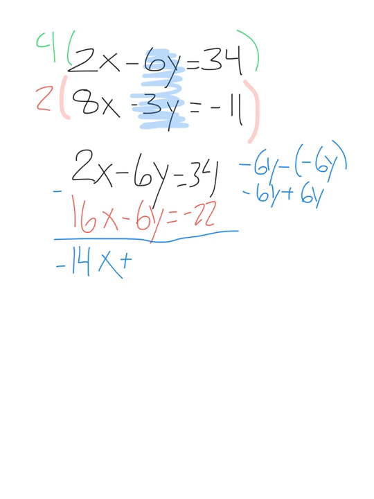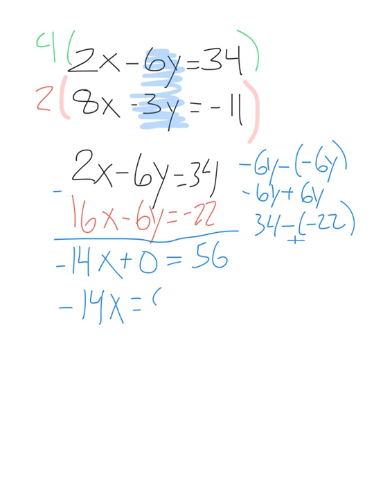Negative 6y plus 6y, those are additive inverses, give us 0. So once we subtract, we're left with 0. Y is eliminated. Last but not least, we have 34 minus a negative 22. So we are dealing with these negative signs. That would really mean 34 plus 22, which in this case would give us 56. We're left with negative 14x equals 56.